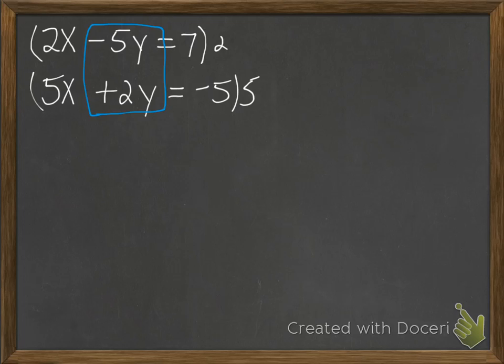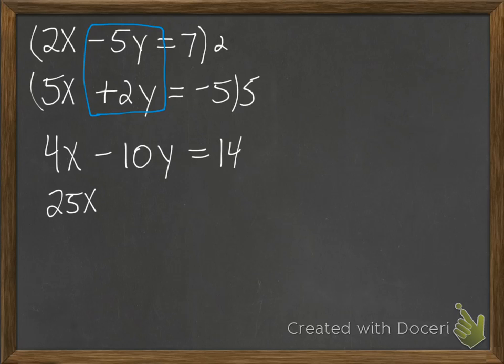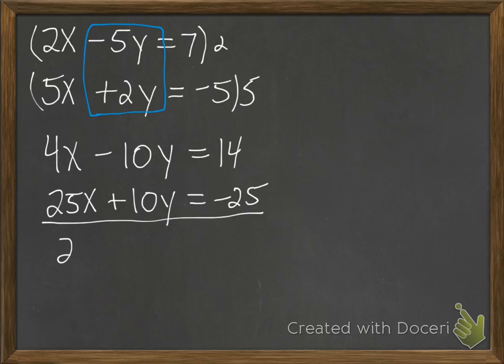And so we follow through now and do that. Multiplying by 2 gives me 4x minus 10y equals 14. Multiplying the second equation by 5 gives me 25x plus 10y equals negative 25. And then we can add our two equations together: 29x equals negative 11. And so solving, we get x is negative 11 29ths.